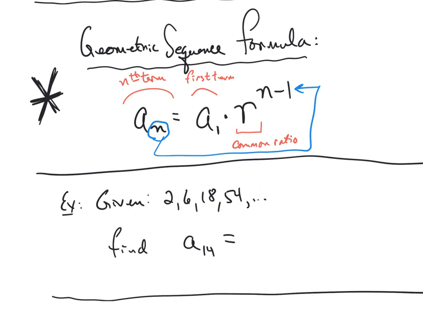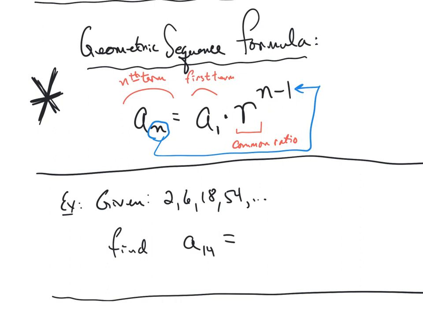So if we were to be looking at the 10th term, then this power would be 9. If we were going to look for the 17th term, then this power would be 16. All right? The term number and the power are always 1 apart. So whatever the term number is, the power is 1 smaller than that.